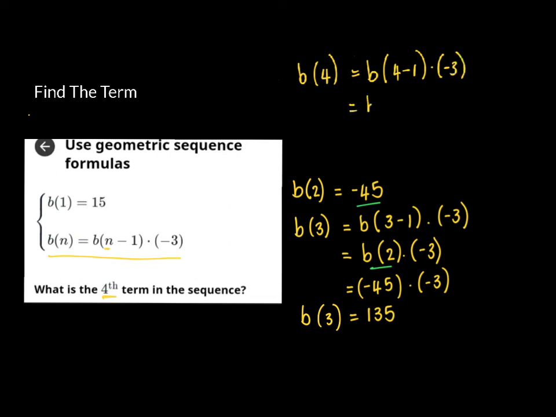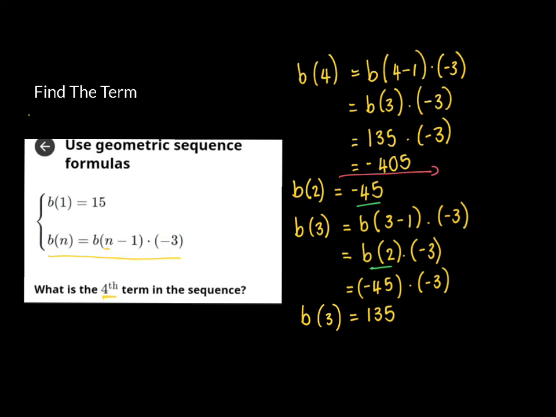And let's clean it up. We're going to get B of 4 minus 1. That's going to give us B3 multiplied by negative 3. And we've just figured out what B3 is. It's 135. Replace that with B3. That's going to give us 135 multiplied by negative 3. And what are we going to get here? The answer we're going to get here is negative 405. And that's the answer we're actually looking for. So when they ask us for the fourth term, that is B4, what we've gotten over here.